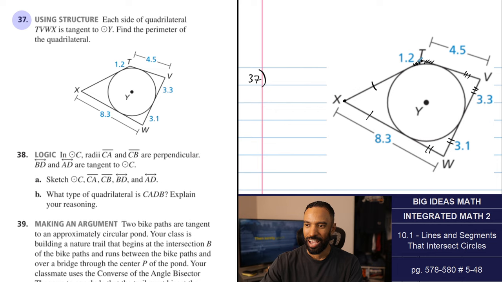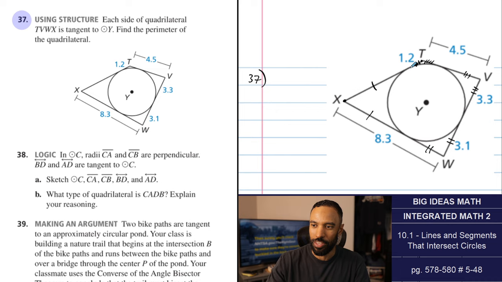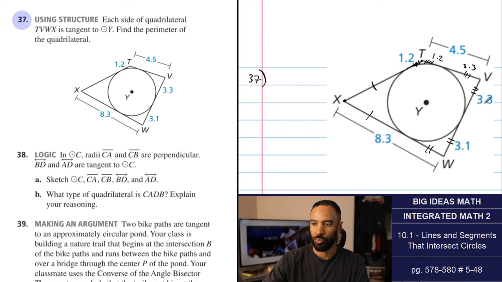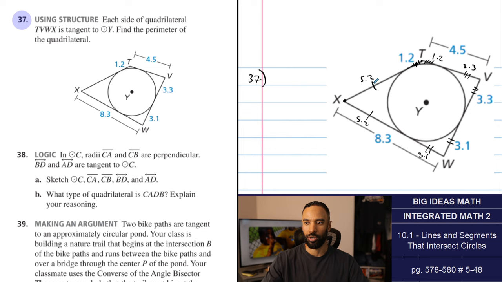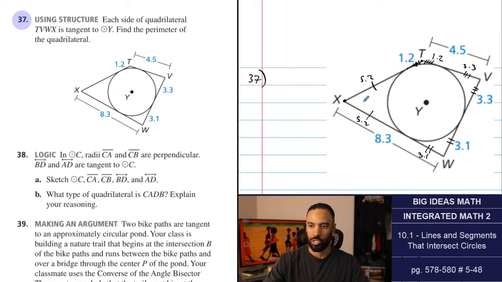I use the one tick mark for the longest part and the four tick mark for the smallest part here. Basically, if this part's 1.2, then this part's 1.2. The whole thing's 4.5, which means each of those are 3.3. I guess that works. They add up to that amount. 3.3, 3.3, and 3.1. This would be 3.1 right here. So if the whole thing's 8.3, 8.3 minus 3.1 is 5.2. So this is also 5.2. I guess the whole point was figuring out what this is right here, because we can add 4.5, the sum of these two, 8.3, and the sum of those two.